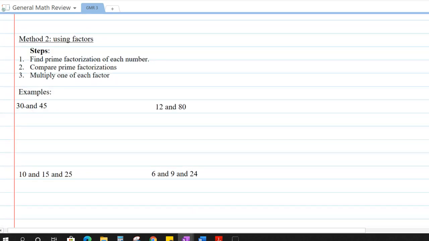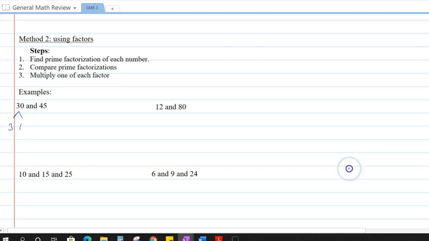The steps for the second method are pretty similar. Find the prime factorization of each number, so we're going to use the prime factor tree. Compare prime factorizations and simply multiply one of each factor. The first example we're going to go over is 30 and 45. We need to factor those, so I'm going to use the factoring tree.